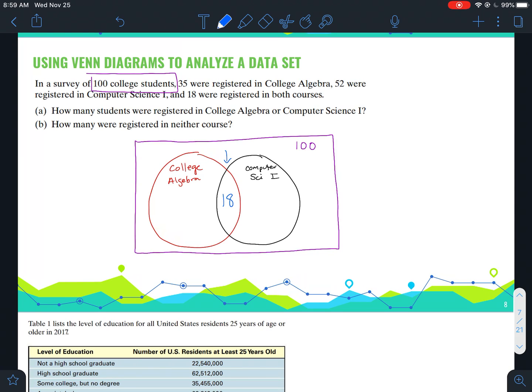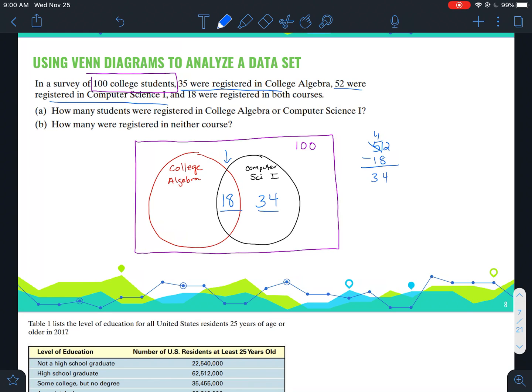So now we've kind of just got to look. 52 total people are in college algebra. So in my red circle, I need 52 total people. Well, 18 of them are already in the middle. So the rest of them is going to be 52 minus 18, which is going to be 34. So altogether, I should have 52 people in college algebra. If I take 34 plus 18, then I get my 52 people. And that's going to be for computer science. So this is going to be 34 and 18 in computer science.